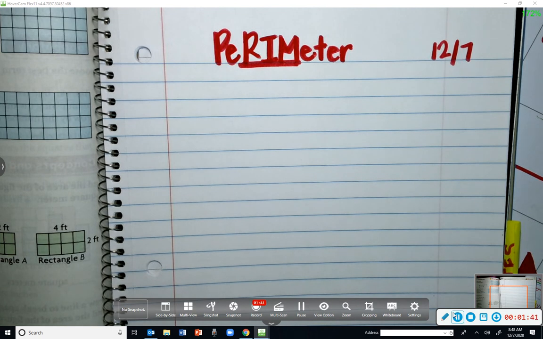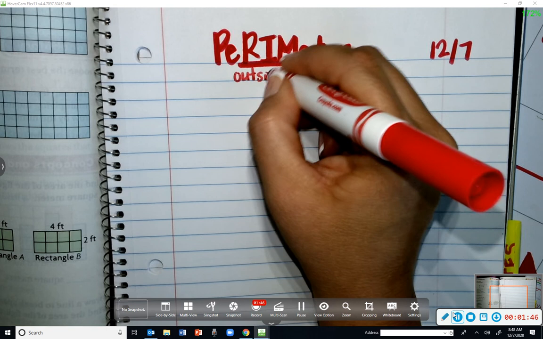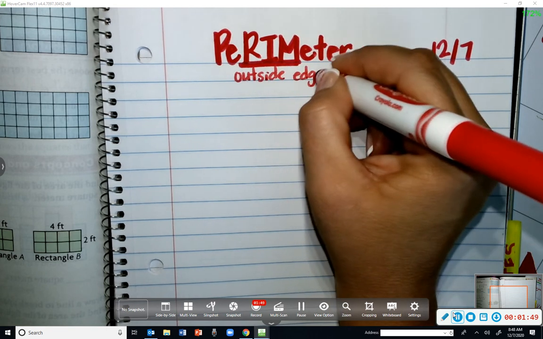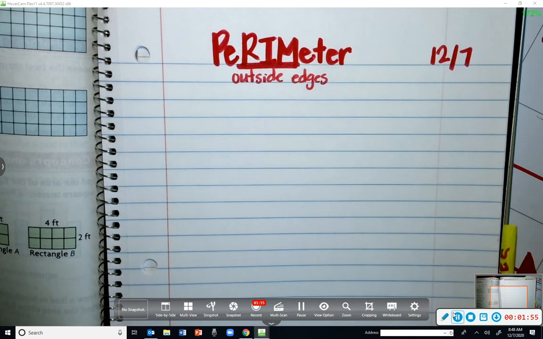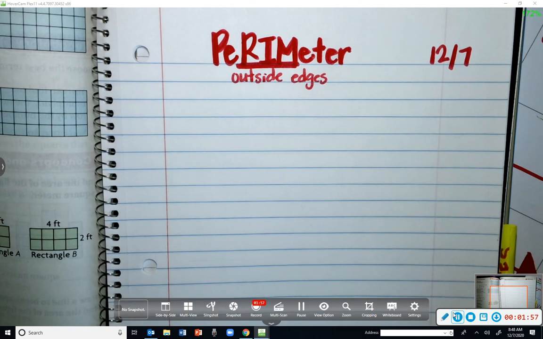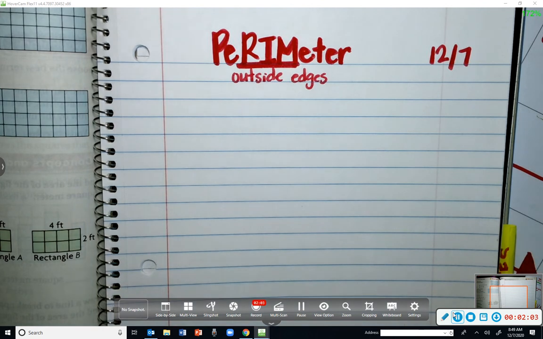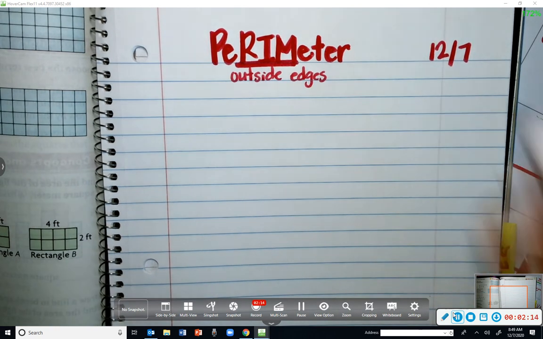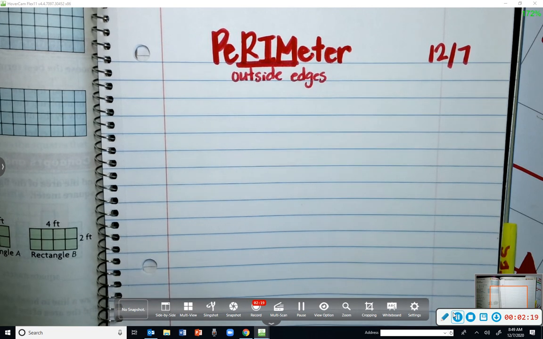Okay, the reason we're doing them big is because RIM is going to help us remember the outside edges. So when you get a rectangle and there's squares, you're only going to do the squares around the outside edges. Okay? Because when we were doing area, it wasn't the outside edges, it was all of them on the inside, how much covered it, unless there was shaded and non-shaded. Okay, so perimeter is the distance around the outside edges.